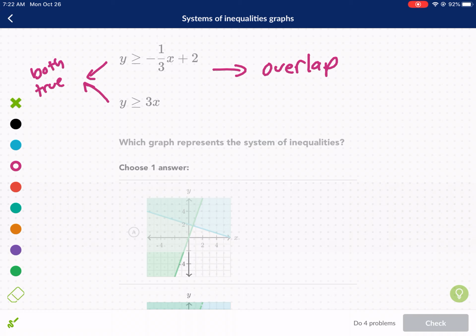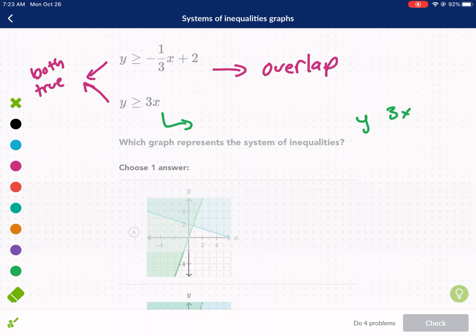Now, in order to understand systems of inequalities, we have to understand how to graph these by themselves. So I'm going to just take a quick glance here. It looks like 3x is going to be the green one, and the other one's going to be blue. Okay, so first thing we have to do is pretend we're just graphing y equals 3x. So you must know how to graph it in slope-intercept form. If you're not familiar with that, I would suggest watching some of my previous videos, but we're going to go with the assumption that you already know how to do that.